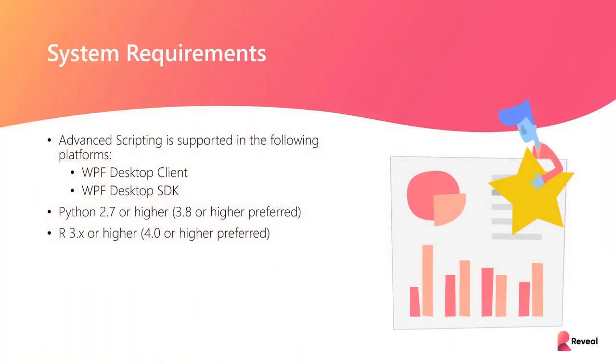So how do you get started with all this goodness? System requirements. Advanced scripting is supported in the following platforms: the WPF desktop client, which is what I'm going to use today, and then the desktop SDK. So that means everything you see today, you can build into your application and deploy with the SDK. Now, why don't we support the web? Like if you're just doing a Python script and it's in the HTML browser.